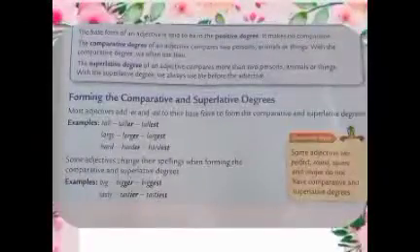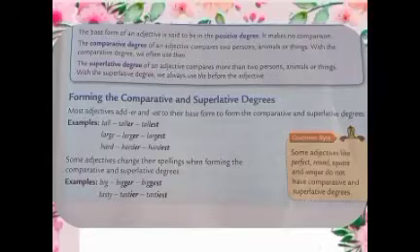Yeah. So let us see how we can form the comparative and superlative degrees. See, for most adjectives, to get the comparative form, we can add er to that. And if we want to get the superlative degree, est is added for most of the adjectives. So the rule to get the comparative degree is to add er to the positive degree.